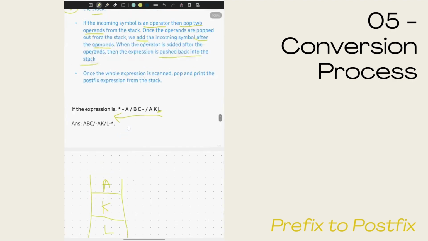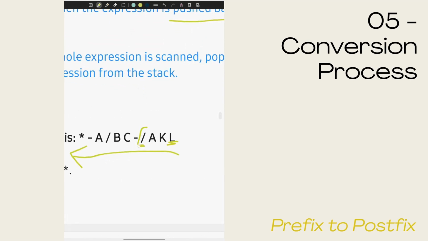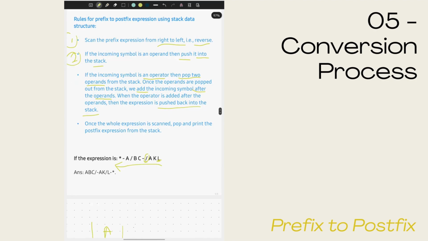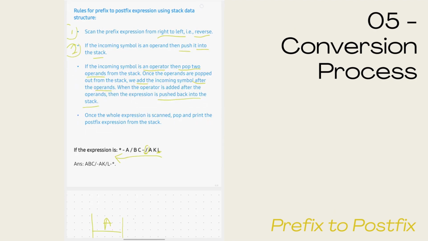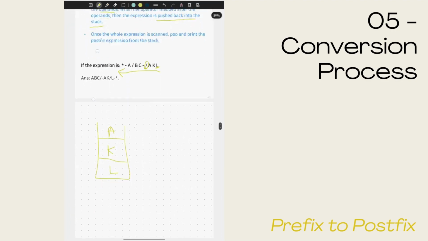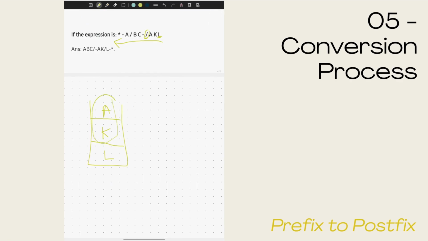Now our next symbol is an operator, which is a division symbol. Now when we encounter a division symbol, let's see the rules here. If the incoming symbol is an operator, then pop two operands from the stack and add the incoming symbol after the operands. Now we pop the two last symbols we pushed into the stack, which are A and K, and we add the division symbol after the two operands we popped out of the stack. And then we push it back into the stack.